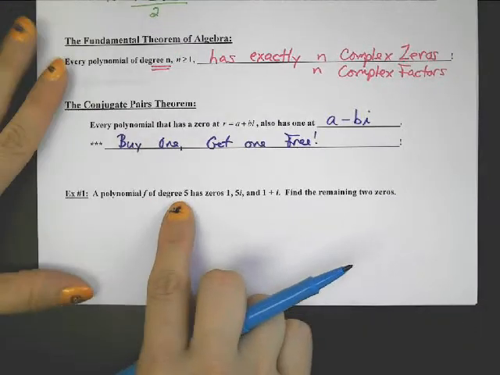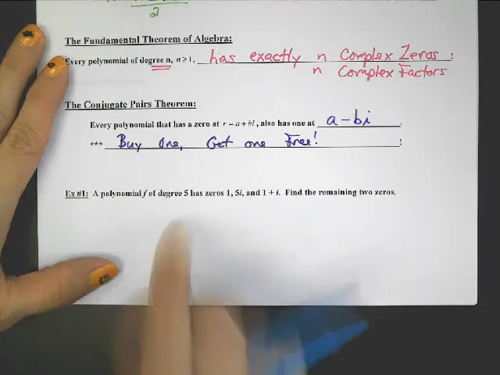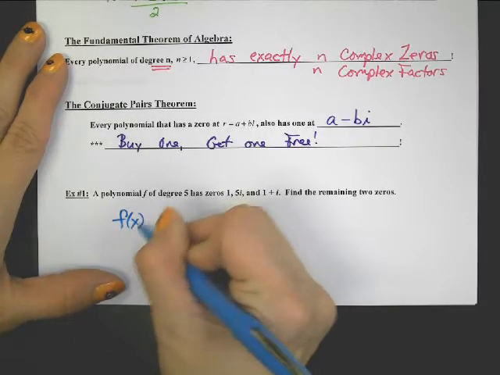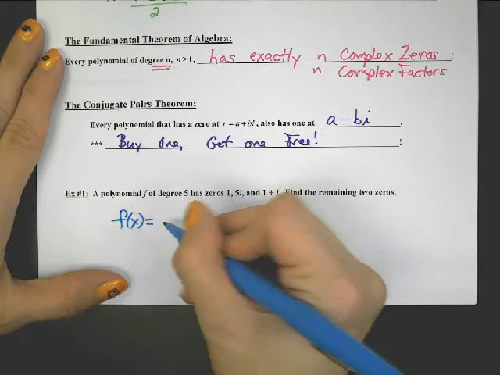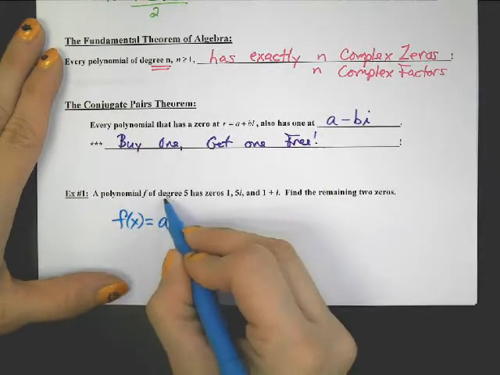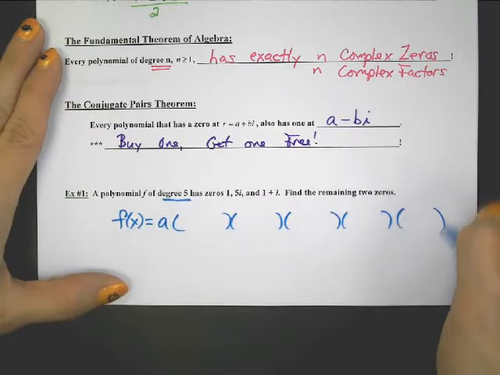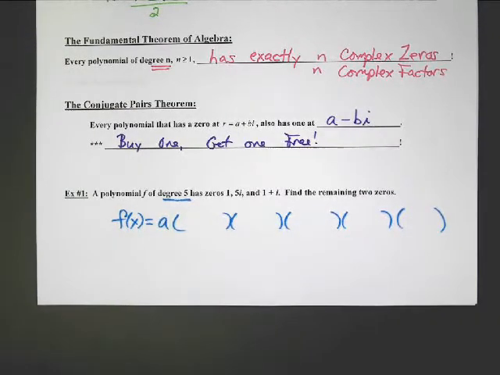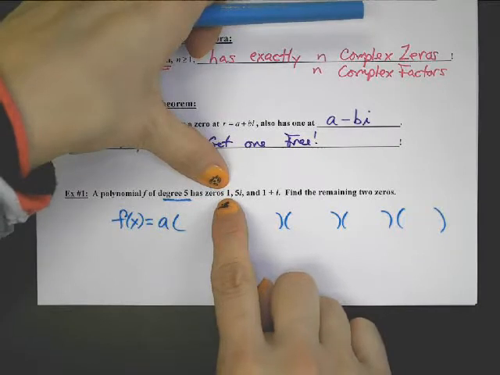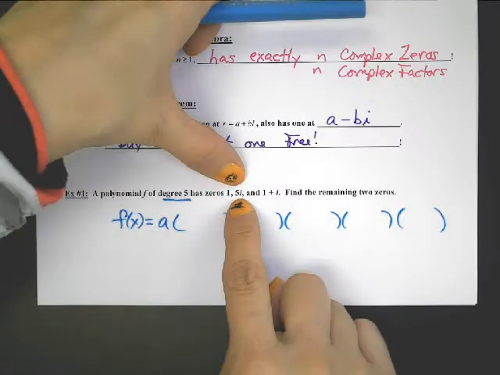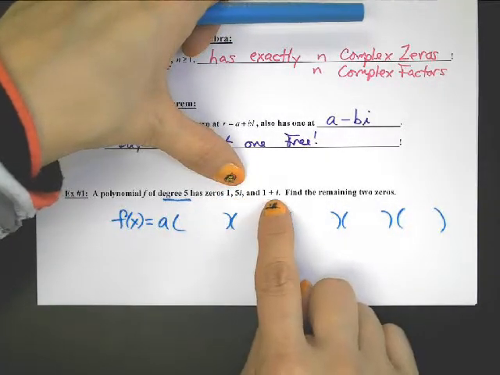A polynomial of degree 5. Okay, so what that means, f of x equals a, and then if the degree is 5, there are 5 sets of parentheses. Okay, has zeros 1, 5i, and 1 minus i.